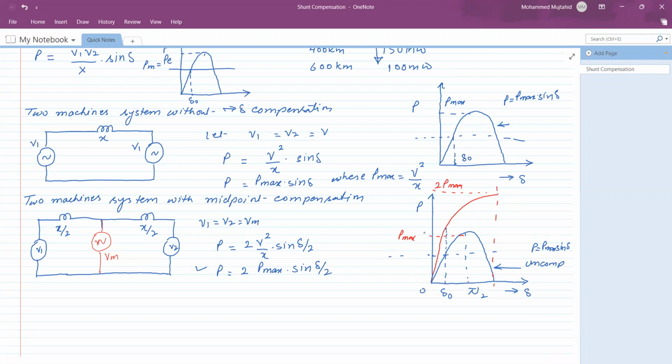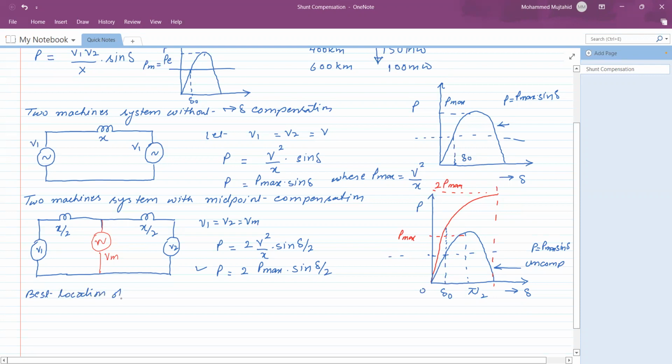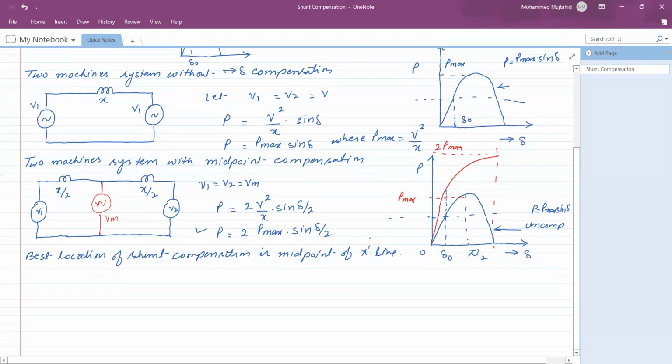So the conclusion for this topic is that the best location of shunt compensation is the midpoint of the transmission line. Okay, so the best location for the two machine system is the midpoint of the transmission line. This is one application of the shunt compensation.